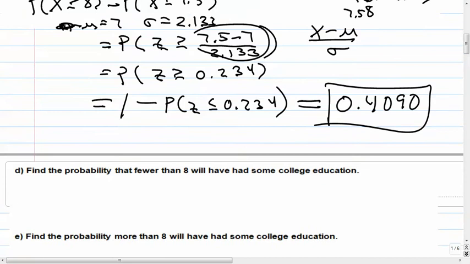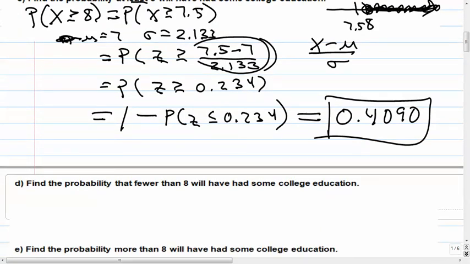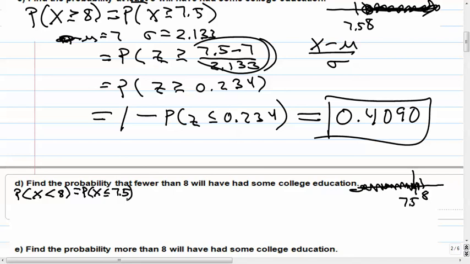We want the probability that fewer than 8 will have had some college education. So fewer than 8. So what we're looking for is the probability that x is less than 8. Once again, if we go over here and we think about the number line, we want to be below 8. Now, since we want to be below 8 and we do not want to include 8, we're going to have to, once again, go below 8 and drop down to 7.5. So this would be equivalent to the probability x is less than or equal to 7.5.